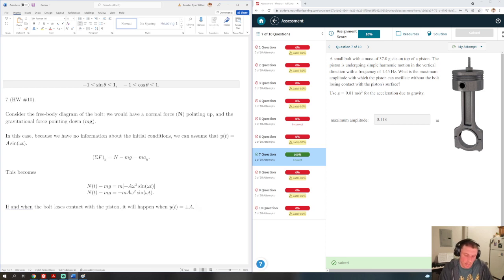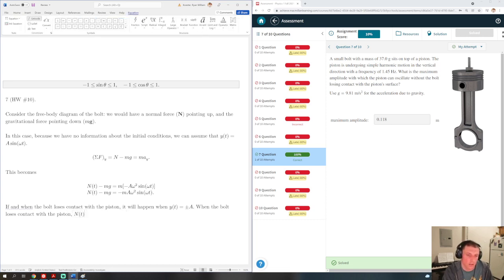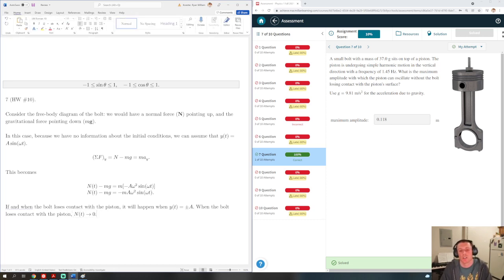And so if we accept that this happens, all we need to do, because I think that when I did this for some students during office hours, it was very convoluted and not clear, and I think I can do a better job now, is that we just note that when the bolt loses contact with the piston, we have that the normal force goes to 0.